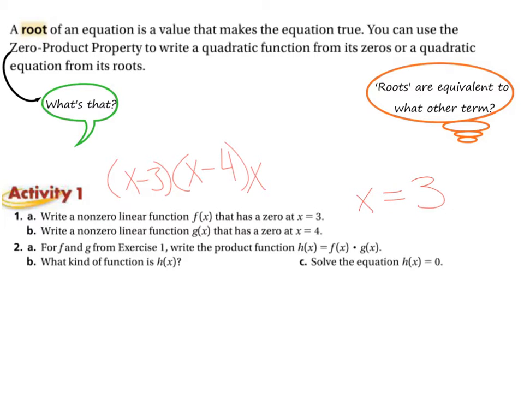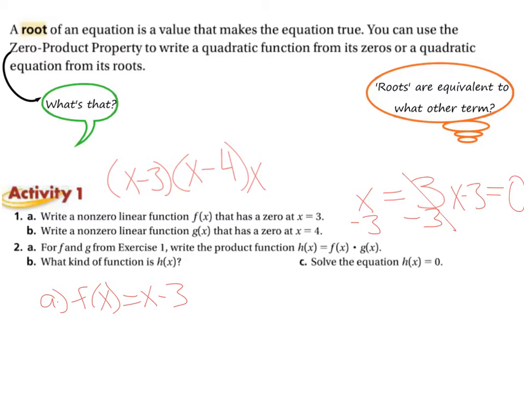We've got x is equal to 3, so we want to move the 3 to the opposite side. We're going to subtract the 3 to move it back over. So we have x minus 3 equals 0. And that is actually the simplest linear function. So for letter A, it's f of x is equal to x minus 3. That's the simplest linear function where we have a 0 at 3.